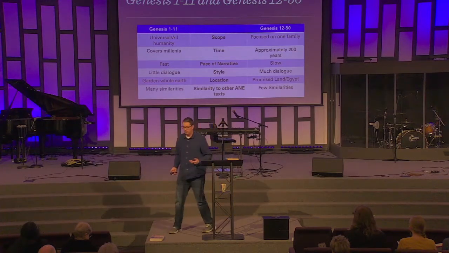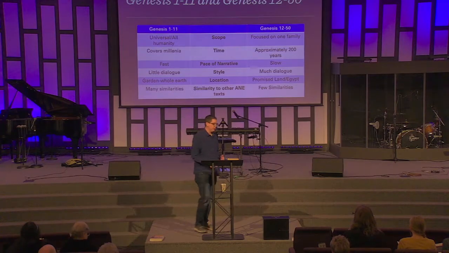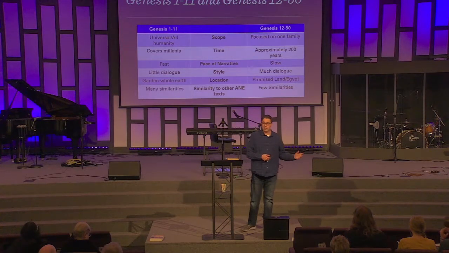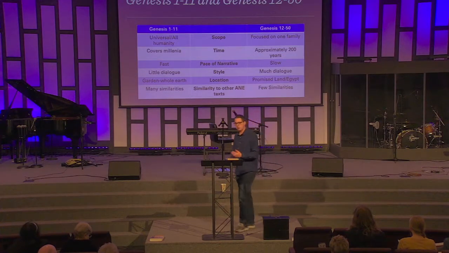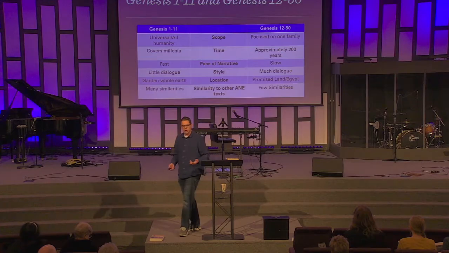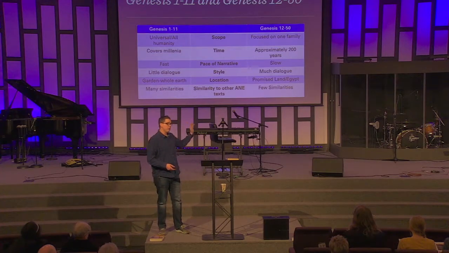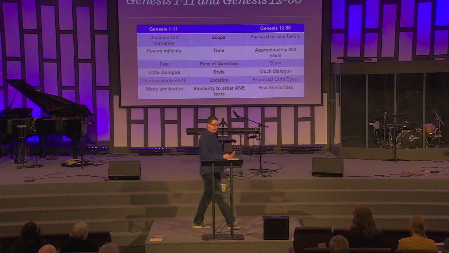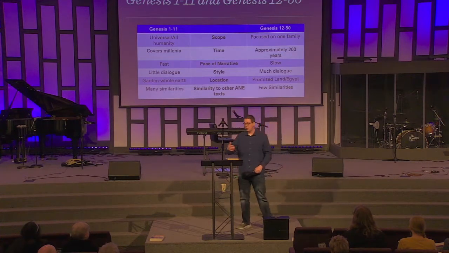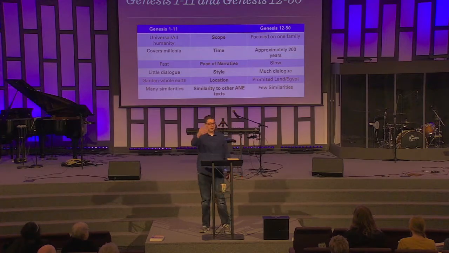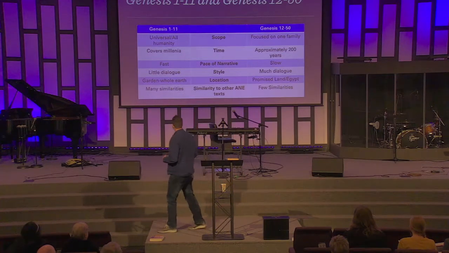In terms of style, there's a drastic style difference. So if you look at Genesis 1 through 11, very little dialogue. Okay, God talks to Cain, God talks to Noah just a little bit. Noah doesn't really talk back, but when it comes to Genesis 12 through 50, you have all of this dialogue. You've got God talking to Abram, you have Abram talking back to God, you have Jacob talking to God and giving vows. It's very different in terms of style. There's a lot of dialogue, okay?